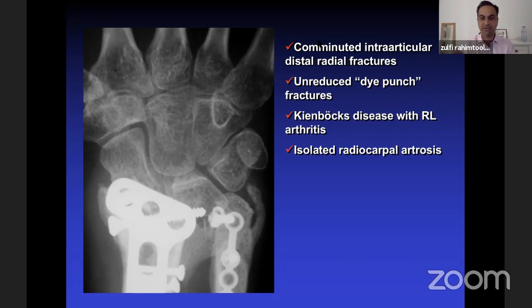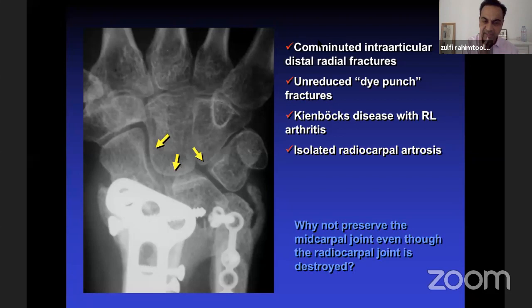This presentation actually formed part of a study that I collaborated on with Marc Garcia-Elias when I was a fellow in Barcelona. We thought of another plan. Rather than consider a more definitive fusion of such a wrist, why not preserve the mid-carpus when you know that the radiocarpal joint is destroyed? So I put it to you as the panel, but also to the audience out there, when you look at such an X-ray, what are your options?